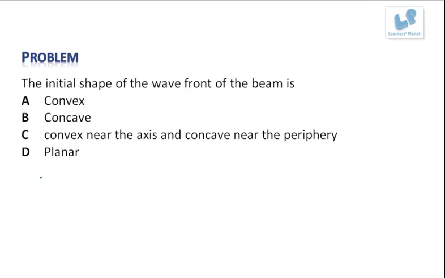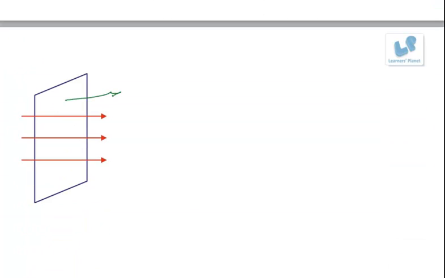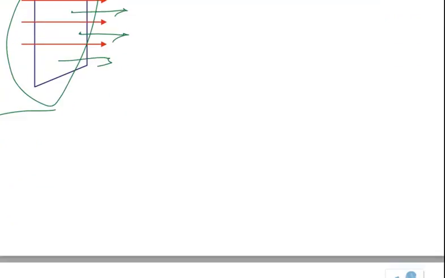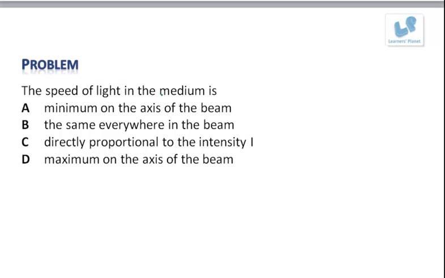Now if you look at the second problem on this passage, the initial shape of the wavefront of the beam is planar only. This we have just discussed because all the rays were parallel initially. This is the part of the cylinder. The speed of light in the medium is minimum on the axis of the beam? No. Same everywhere? No. Is directly proportional to the intensity I? No. It is maximum on the axis of the beam that we have just discussed.